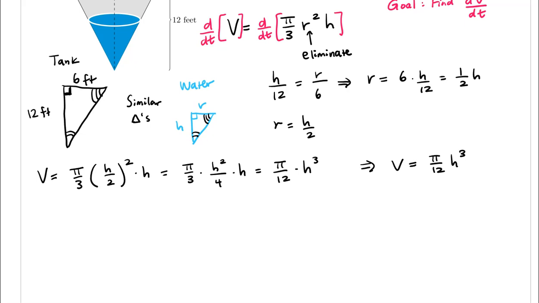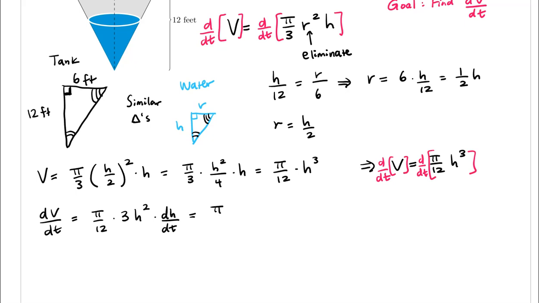Now that our volume formula is only a function of the height, I can start to take the derivative with respect to t on both sides. And doing so I'll have dV/dt equals, I can factor out the constant pi over 12, then I would use the power rule on h cubed, so I'd bring my power down, and then I'm using chain rule, so I'd need to multiply by dh/dt. That's a lot easier to work with because this no longer has dr/dt in it. I'm going to simplify my fraction. Pi over 12 times 3 is pi over 4, and then I have h squared times dh/dt.